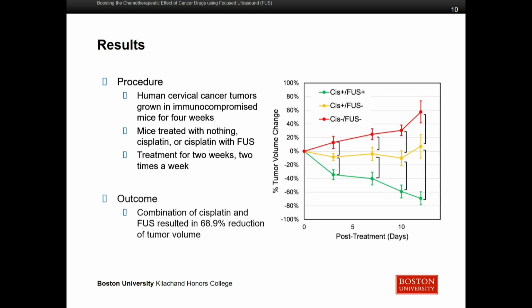As you can see on our graph, the cis plus and FUS positive group, which means the mice who received both cisplatin and focused ultrasound, had a much, much better response to the tumor compared to the mice who only received cisplatin and compared to the mice who received no treatment at all. So you can see on the graph, the mice who received no treatment, their tumor continued to grow throughout the duration of the treatment period. For the mice who received only cisplatin, their tumor growth plateaued. And for the mice who received both cisplatin and focused ultrasound, their tumor volume decreased throughout the duration of the treatment period.